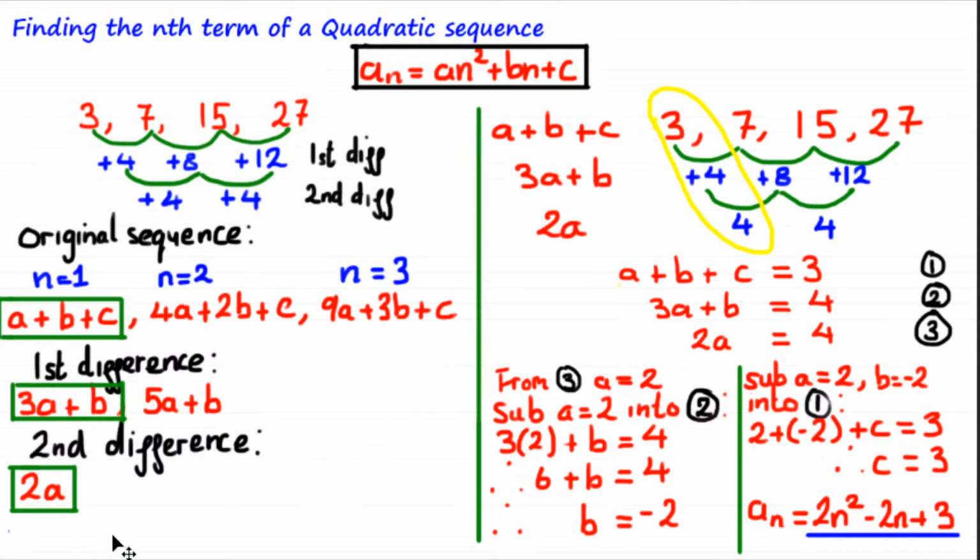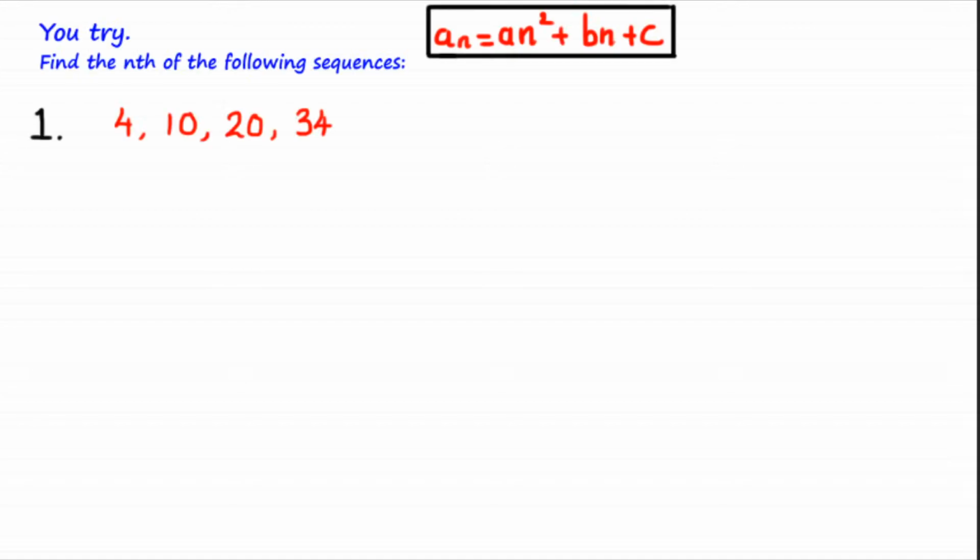Now, as I said, you can derive it, but it's often quicker to just memorize it. It will not be given in your exams, okay? So you just really want to memorize that a plus b plus c is equal to the first term, and 3a plus b is equal to the first term of the first difference, and 2a is equal to the first term of the second difference, okay? So hopefully we all got that, guys.